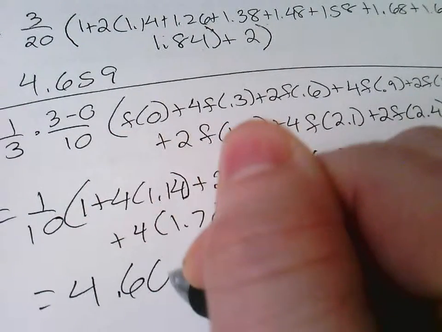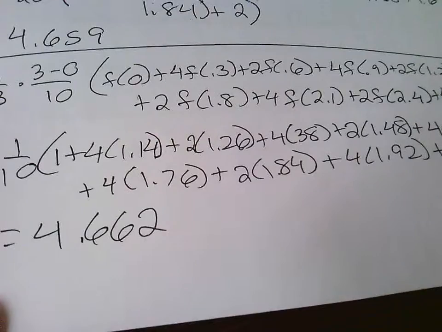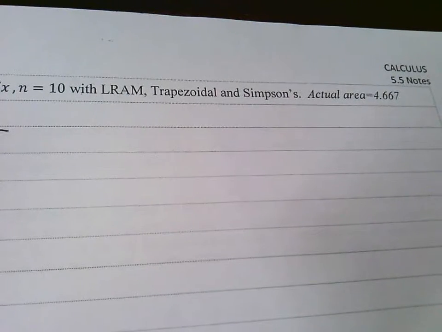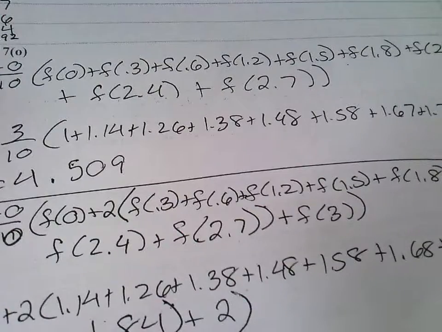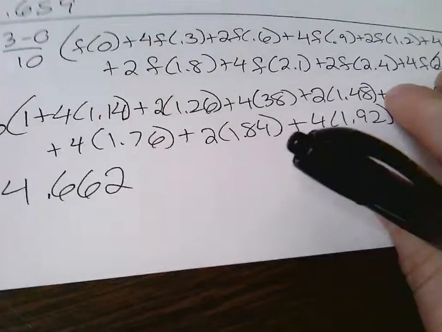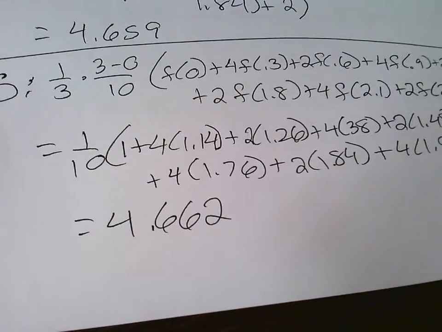And you will get 4.662. So the actual area of this is 4.667. Okay? So if you could see in integrals and stuff like that, Simpson's rule is going to align more directly with the definite integral than the others. So that concludes our lesson on trapezoidal and Simpson's rule.